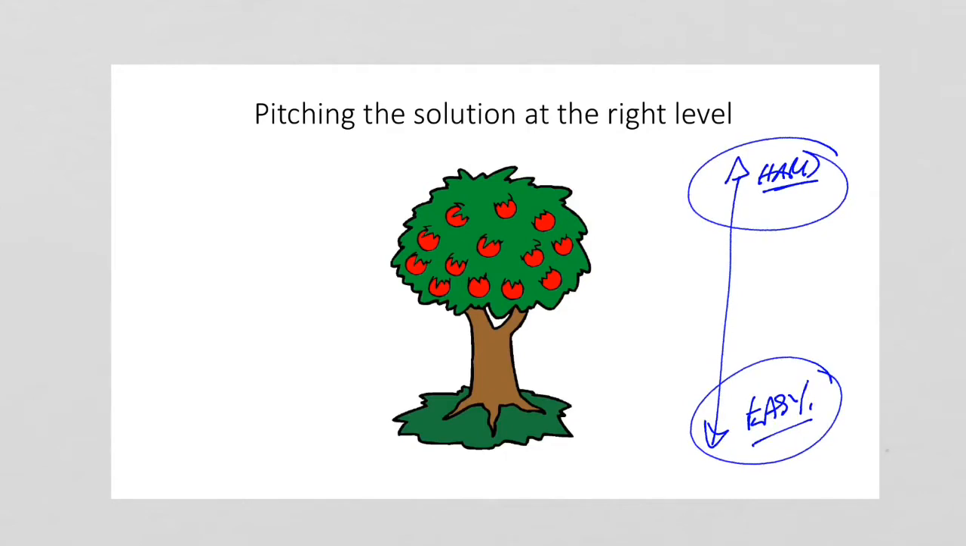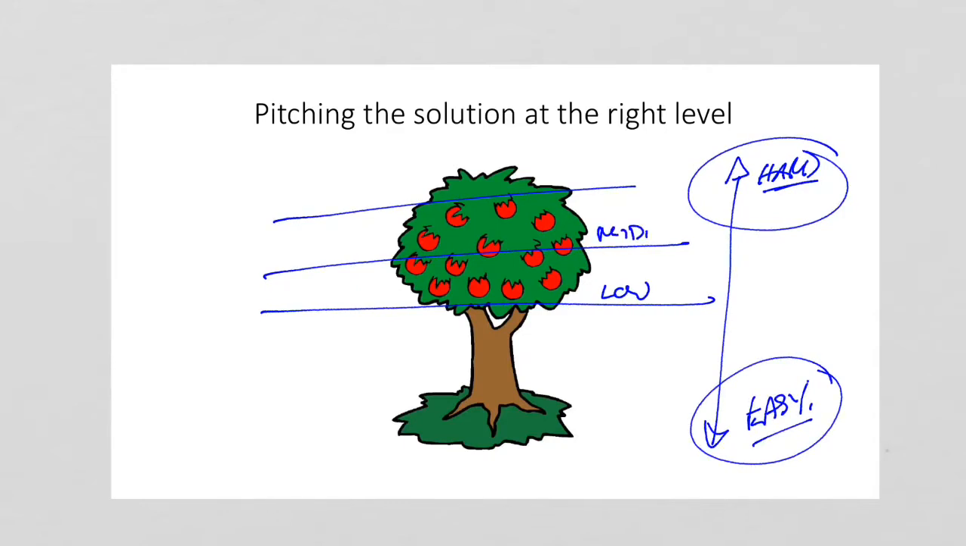And basically, you can divide these into three sections probably. You've got the low-hanging fruit, easy. You've got the ones in the middle. And you've got the harder, higher level. And these apples represent problems that need to be solved in the organisation.